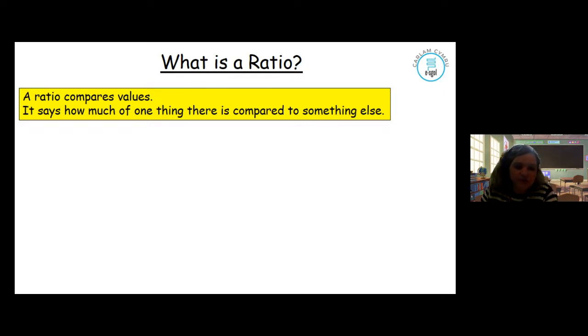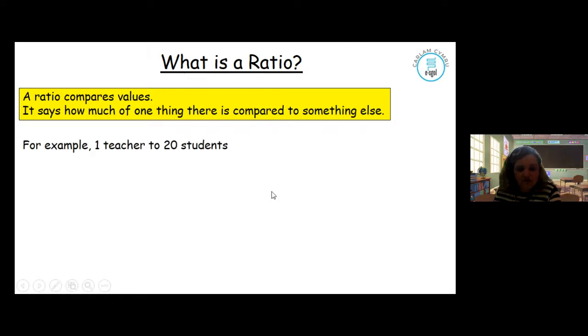What is ratio? As you can see in the yellow box, a ratio compares values. It says how much of one thing there is compared to something else. For example, 1 teacher to 20 students. We can write that as a shortened version as 1 to 20. In maths we have a symbol that we can use for the word "to", which introduces our ratios, and that is a colon. So 1, then the colon in between, and then the 20. It's read as 1 to 20, and then it is our ratio.